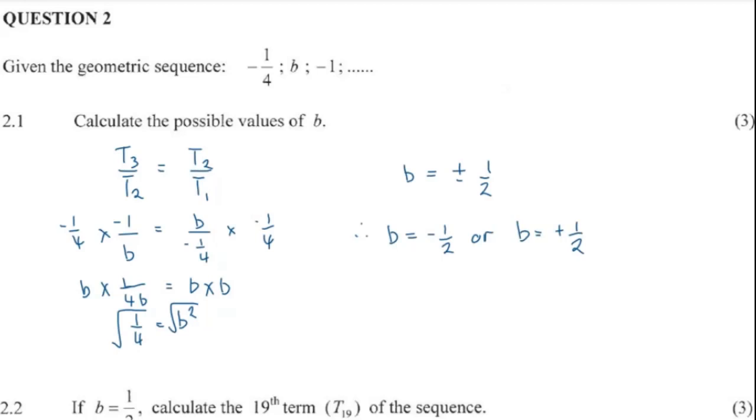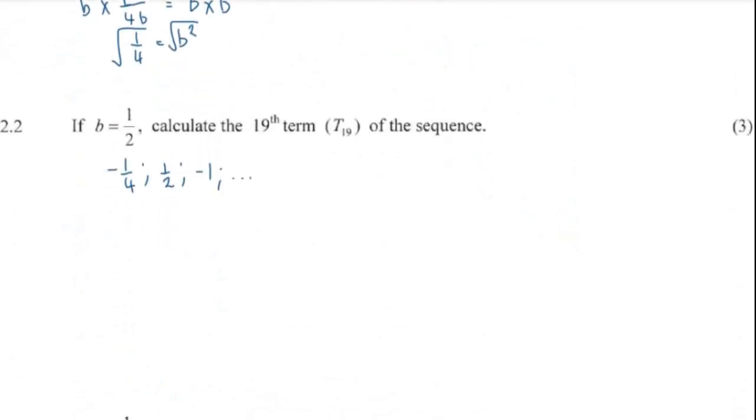That's a pretty straightforward question now, because our sequence is negative 1 over 4, then positive half, then negative 1, and so on. It's easy to notice that our common ratio r is simply negative 1 divided by positive half, and that means we are multiplying everything by negative 2. So that's our common ratio, and we know what a is.